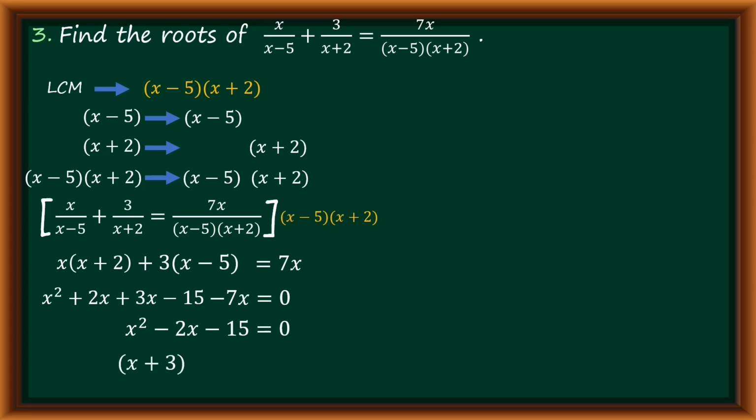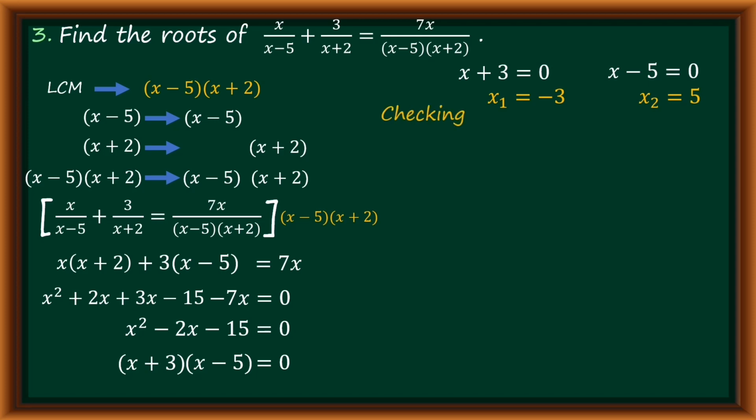So we have now the factored form as quantity x plus 3 times the quantity x minus 5 is equal to 0. Then let us solve for the first value of x, that is x plus 3 is equal to 0. For x sub 1, we have negative 3. For the next value, we have x minus 5 is equal to 0. So our x sub 2 is positive 5.